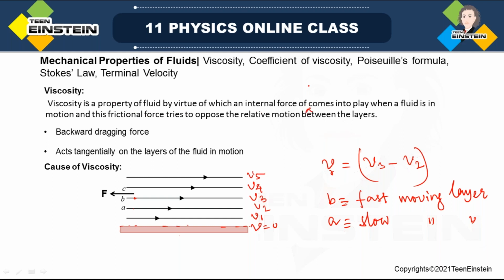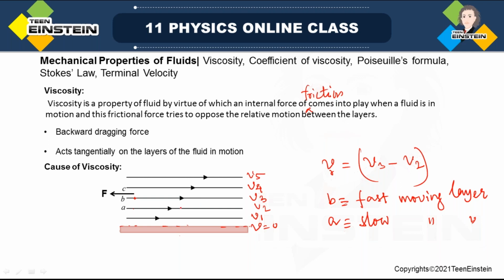So it is the internal force of friction. Internal force of friction comes into play when the fluid is in motion. When the fluid is stagnant, there will be no viscosity. If there is no relative velocity, then there is no viscosity. Only when there is relative velocity, there will be viscosity. When the fluid is in motion, the frictional force tries to oppose the relative motion between the layers.